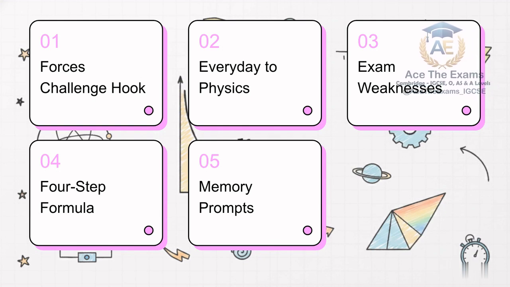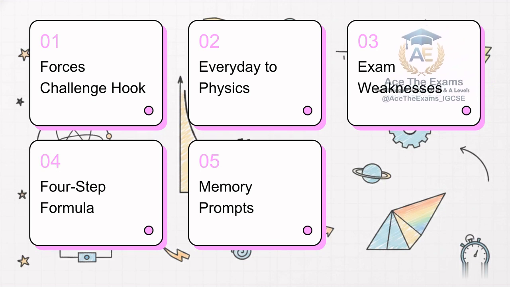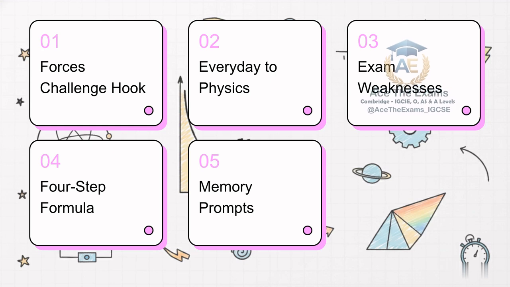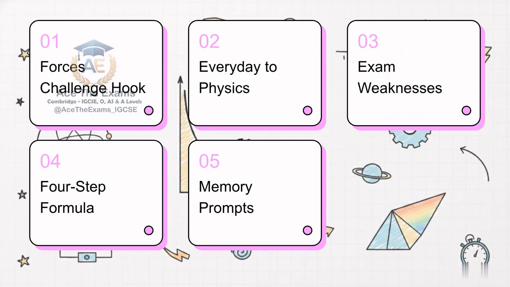Here is our roadmap for today's masterclass. First, the forces challenge hook. Second, everyday language to physics. Third, common exam answer weaknesses. Fourth, the four-step answer formula. And finally, number 5, 4 essential memory prompts. It's a packed agenda, so let's get right to it.